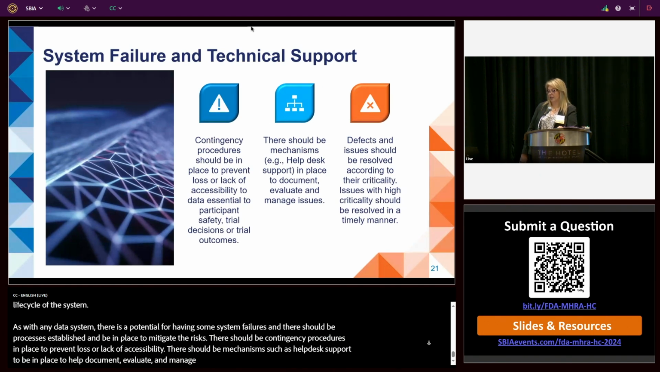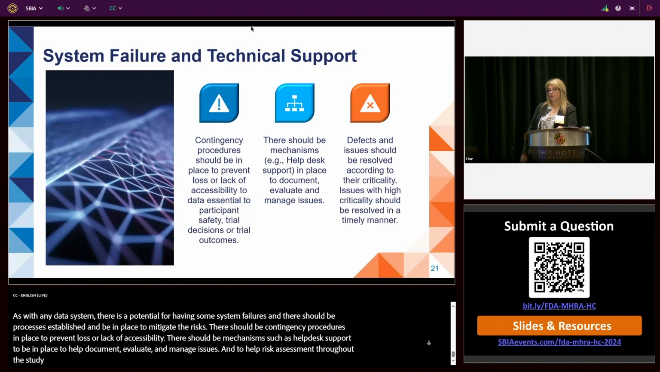And also defects and issues should be resolved based on criticality related to the timelines. So issues of higher risk should be addressed more timely.